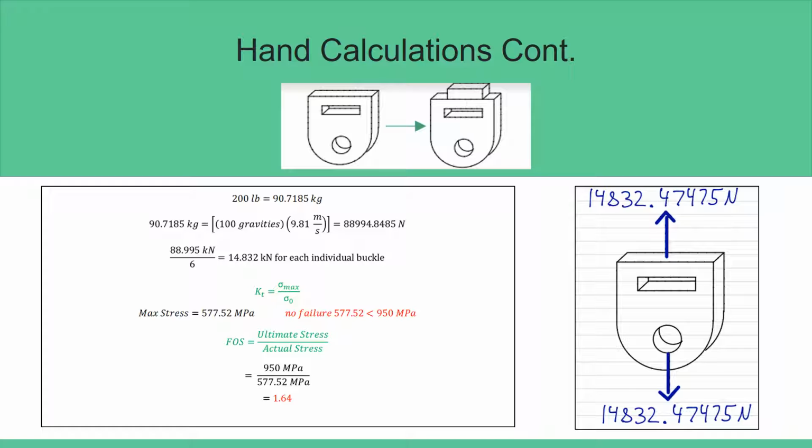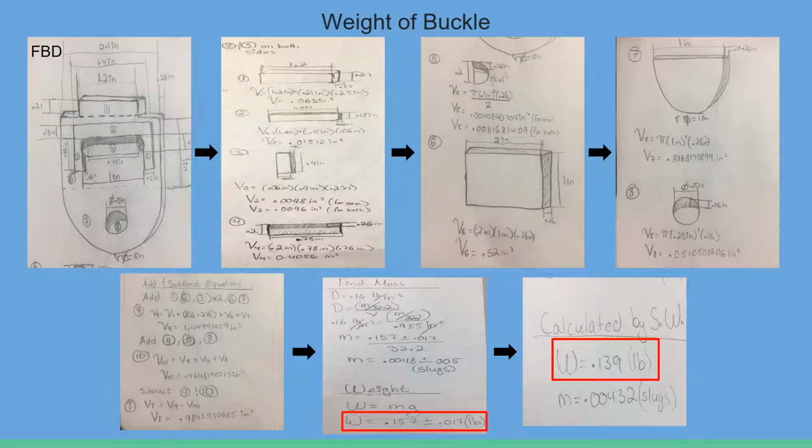To calculate the factor of safety, we know that the formula is ultimate stress divided by the actual stress. So the ultimate stress is 950 megapascals, and this will be divided by the max stress that the buckle will be going through, that is 577.52 megapascals. Dividing this, we have that the safety factor is 1.64.